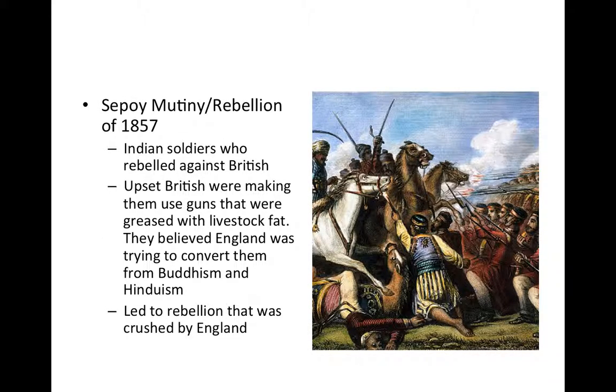The Sepoy Mutiny in India is a great example of more direct resistance. The Sepoys were Indian soldiers who were working for the British. They were angry that the British were making them use guns that were greased with livestock fat. They believed that goes against Hindu beliefs. They believed that England was trying to convert them from Buddhism and Hinduism to more of a traditional Christian belief system, and they fight. It was also known as the Rebellion of 1857, but it was crushed by the English, but an example of direct resistance.